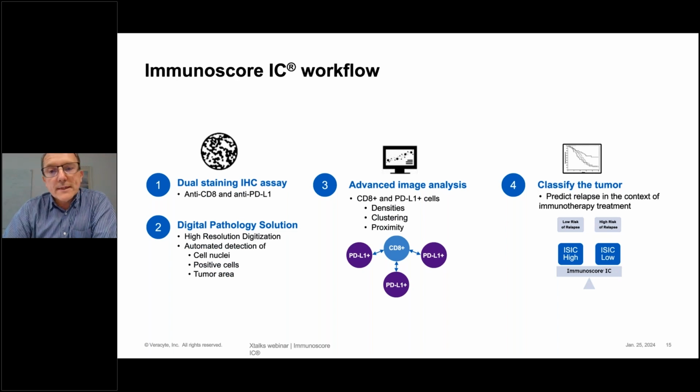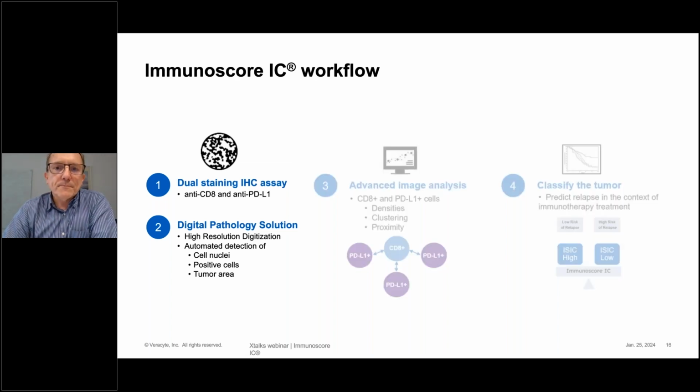There are 4 steps to the test. The first one is a dual staining immunohistochemistry assay, where proprietary antibodies are used to stain CD8 and PDL1 biomarkers. Then the stained sections are digitized with a slide scanner. Then the image analysis can be done, looking at the different parameters that we will get into in a bit more granularity, and combine them into a classifier to determine the score of the tumor.